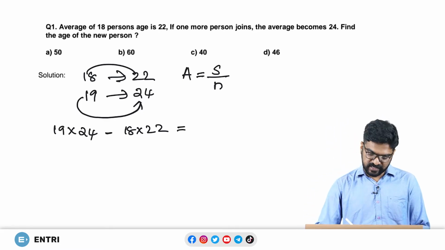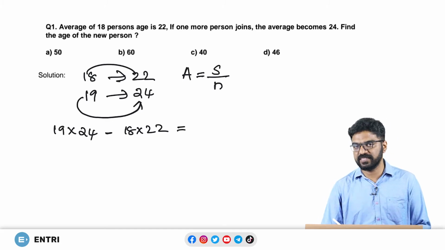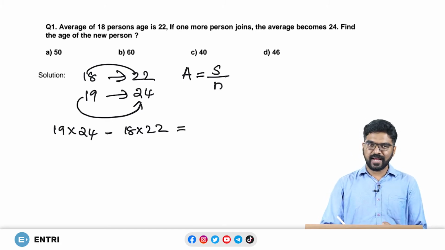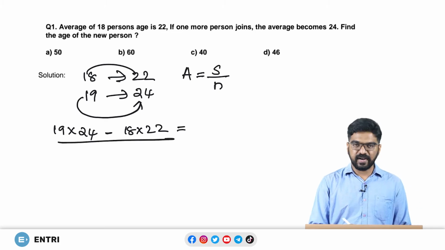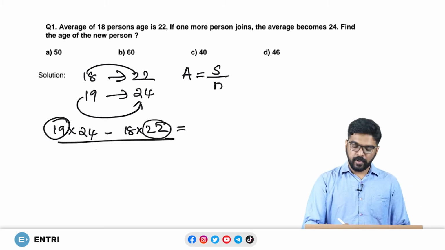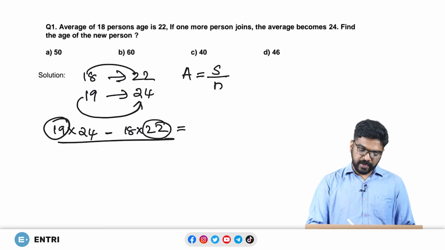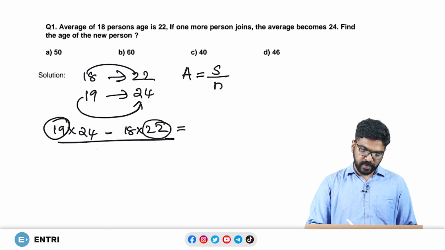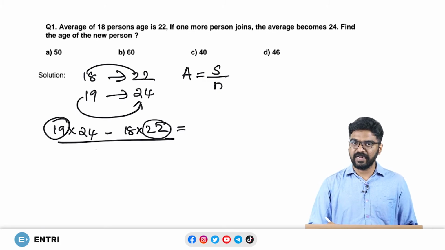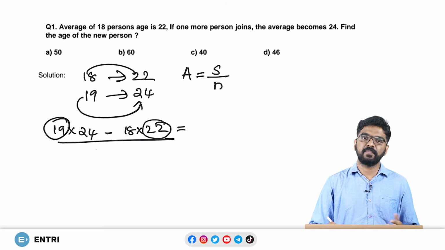So let us try this. If you are going to do that, this calculation is going to be a bit complex, so I am just trying to rewrite this expression in a different way. The expression here is 19 into 24 minus 18 into 22. This seems to be a complex calculation, so we are going to express it in a different manner.